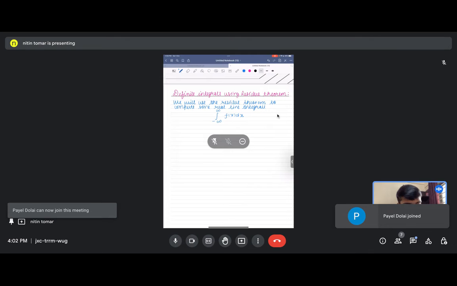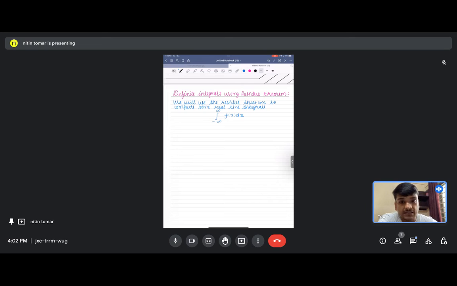Okay, so the aim is clear, right? So we'll do it step by step. Our aim is to compute this integral, 1 plus x^4. For that we might need a result, which I am trying to write now.